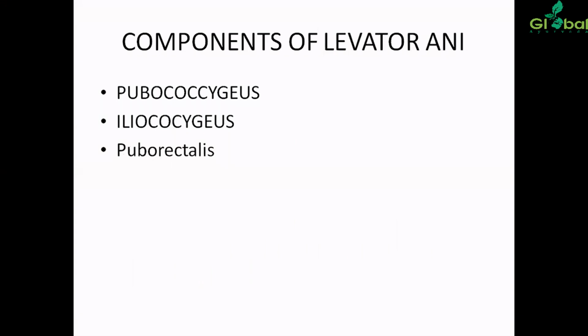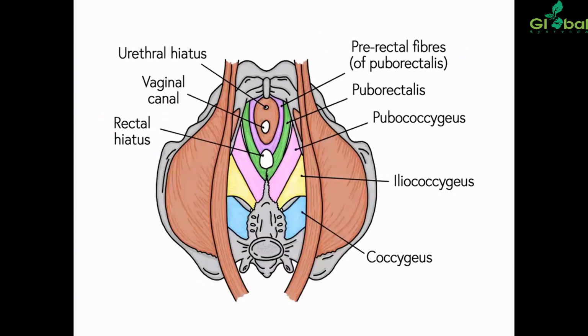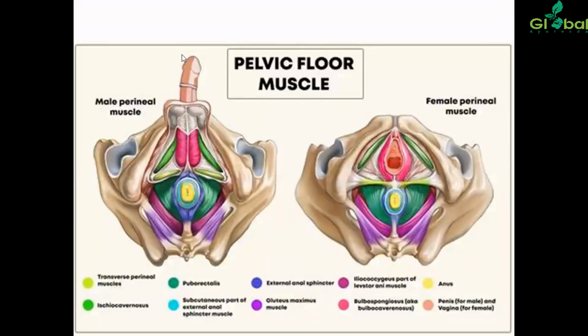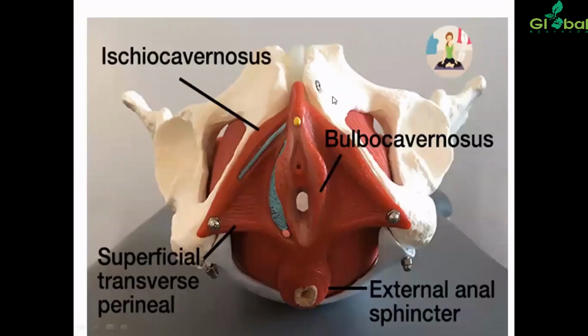The components of the levator ani are pubococcygeus, iliococcygeus, and puborectalis. In the picture, we can see pubococcygeus, iliococcygeus, and puborectalis. Other muscles of the pelvic floor include bulbospongiosus, ischiocavernosus, superficial transverse perineal muscle, deep transverse perineal muscle, and sphincter ani externus. In the picture, we can see the different pelvic floor muscles. Here is the ischiocavernosus, then bulbocavernosus, then superficial transverse perineal muscle, and external anal sphincter.